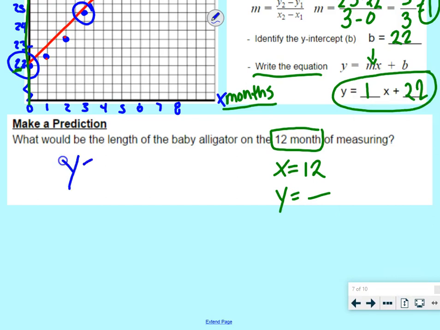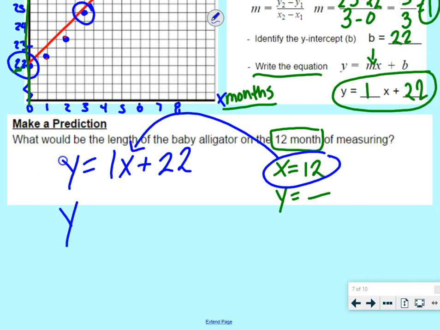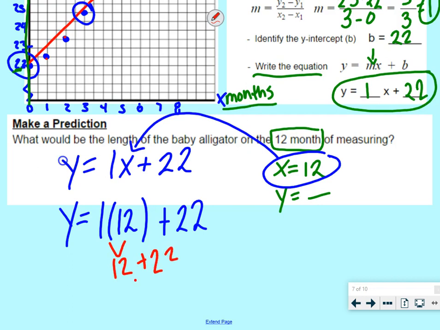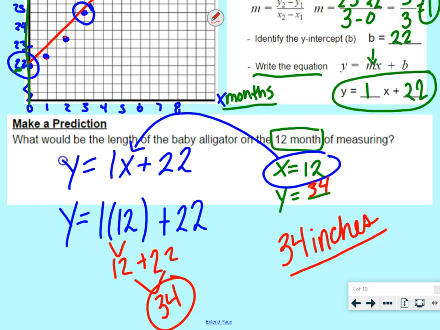Our equation is y equals 1x plus 22. Well, we know x is equal to 12, so we can make that substitution. We can say y equals 1 times 12 plus 22 and solve for y. y is equal to 1 times 12, which is 12, plus 22, which gives us 34. So y would be 34, which would mean the alligator would be 34 inches after 12 months. So after a year, the baby alligator would be 34 inches long, so almost a yard. Not quite a yardstick.